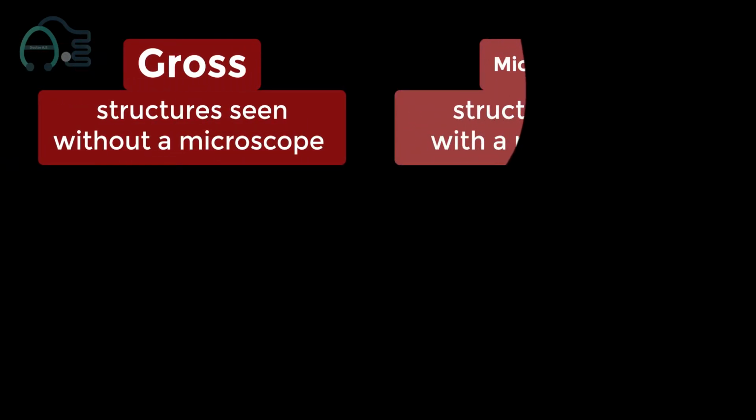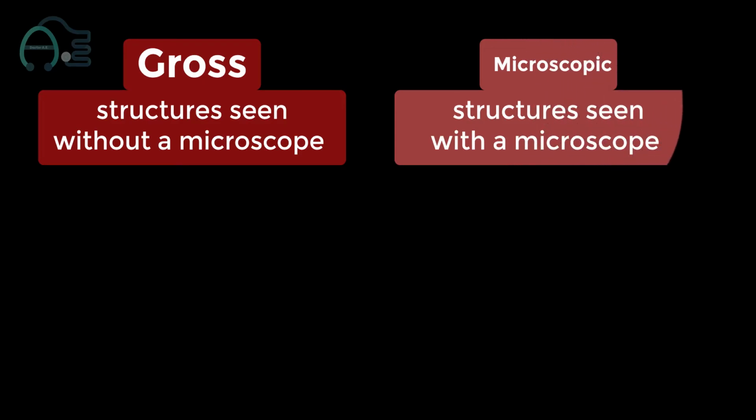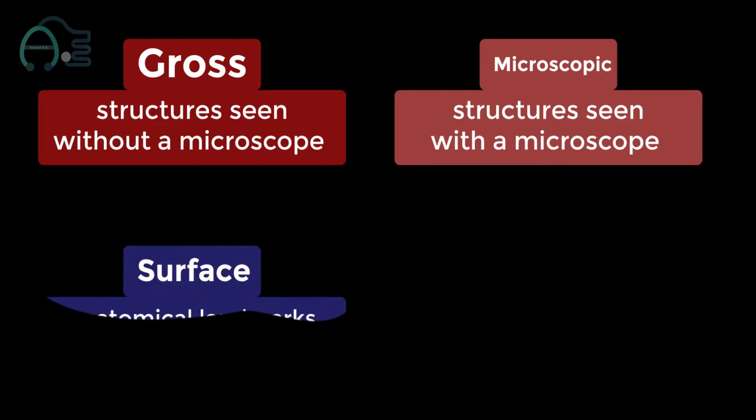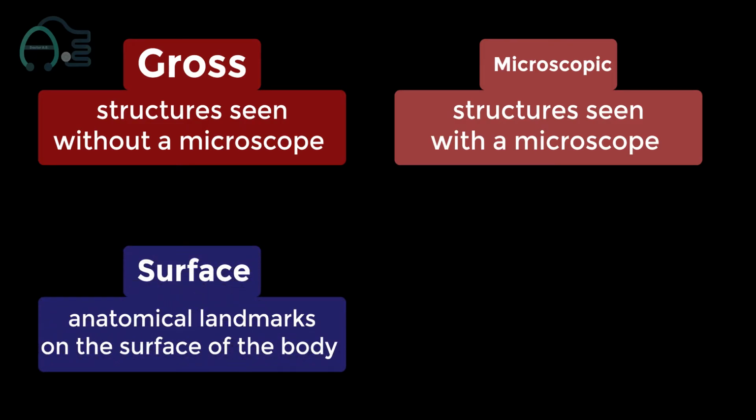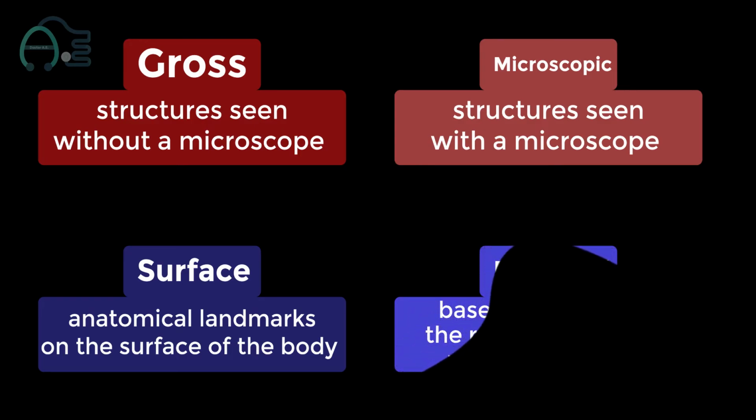Fields of anatomy. Gross anatomy. It represents the structures seen without a microscope. Microscopic anatomy, which represents the structures seen only by a microscope. Surface anatomy, which represents anatomical landmarks on the surface of the body through visualization, by using naked eyes, and palpation.